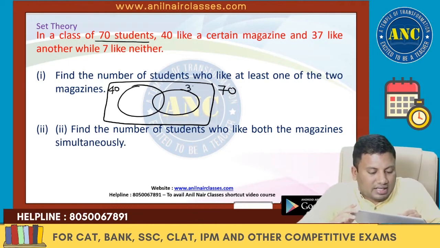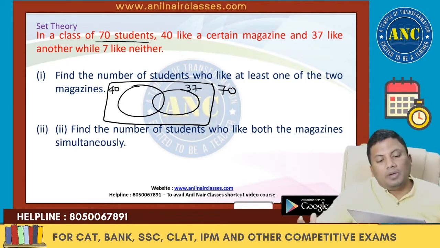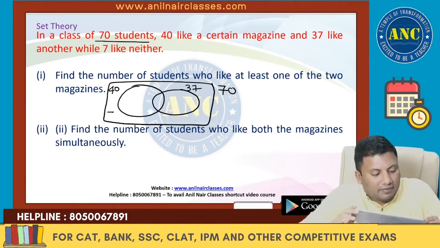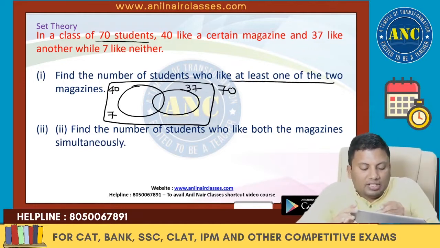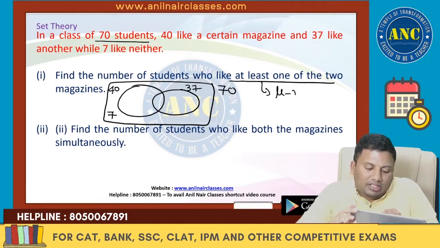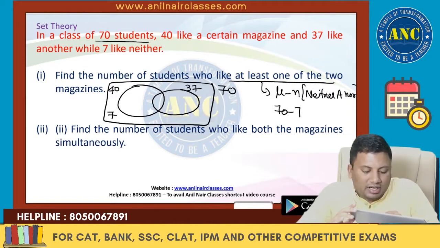37 like another magazine. How many like neither? 7 like neither. How many students like at least one? At least one is nothing but mu minus neither A nor B. So 70 minus 7, which is nothing but 63.